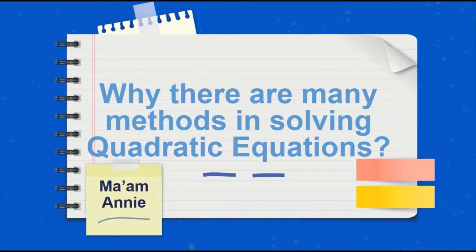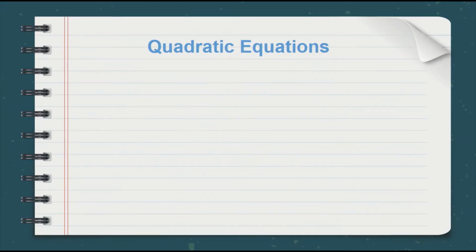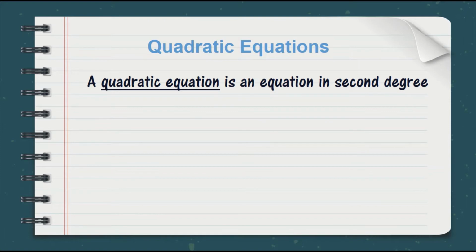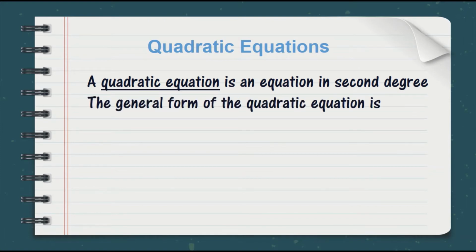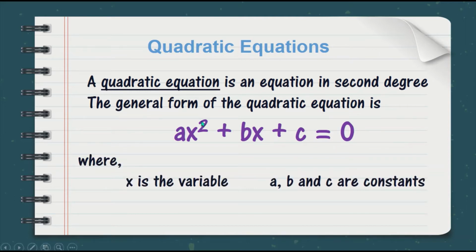I want to discuss to you why there are so many methods in solving quadratic equations. So let us discuss first what are quadratic equations. When we say quadratic equation, it is an equation in second degree. The general form of the quadratic equation is ax squared plus bx plus c is equal to 0, where x is the variable, a, b, and c are constants, and a should not be equal to 0.